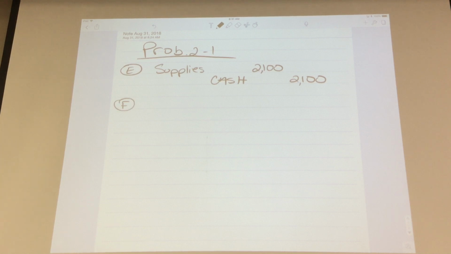Letter F, we paid cash for the annual insurance policies. Okay, insurance policies we hadn't talked about yet. When you looked at your list of options, hopefully you found one called prepaid insurance. So we debit prepaid insurance and credit cash for $3,600.